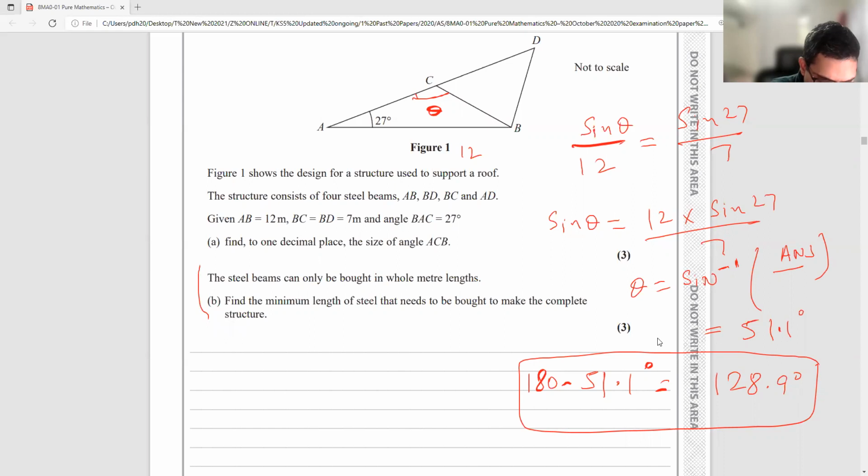Now the second part: the steel beams can only be bought in whole meter length, which we can consider at a later stage. Find the minimum length of steel that needs to be bought to make the complete structure. So we want to make the complete structure of the steel beam. So what we do, I'll give you 20-30 seconds or 1 minute, and then we go through it.